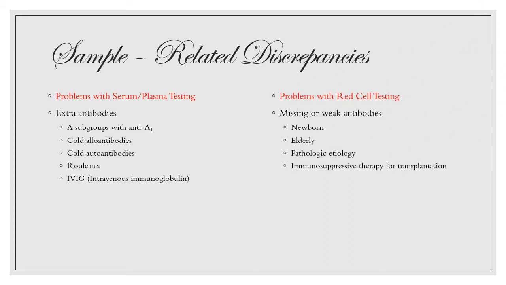Missing or weak antibodies: newborn and elderly are the two most common that we see, and probably on an exam, that would be the answer. Also pathological etiology and immunosuppressive therapy for transplantation, so drugs.